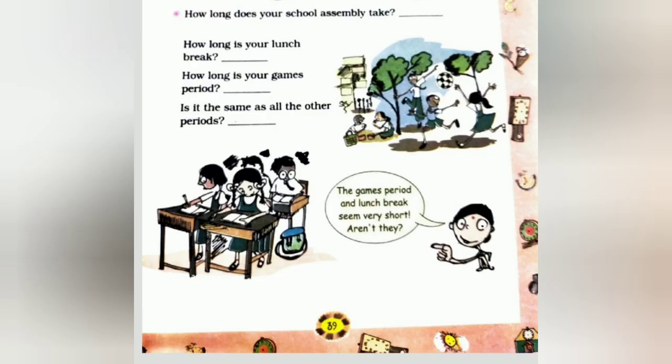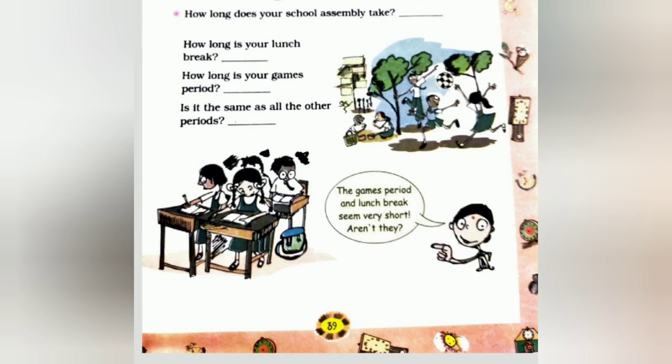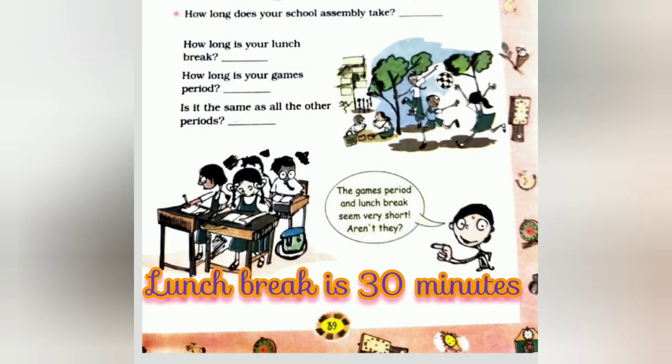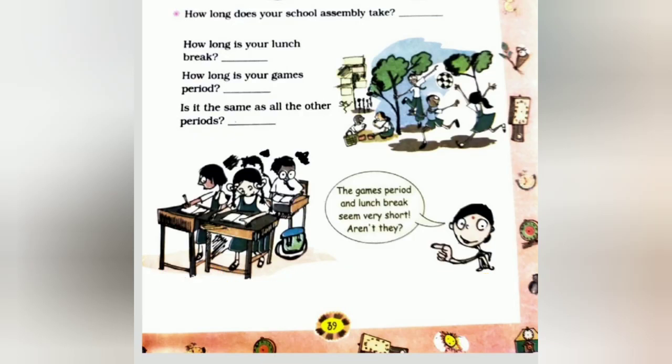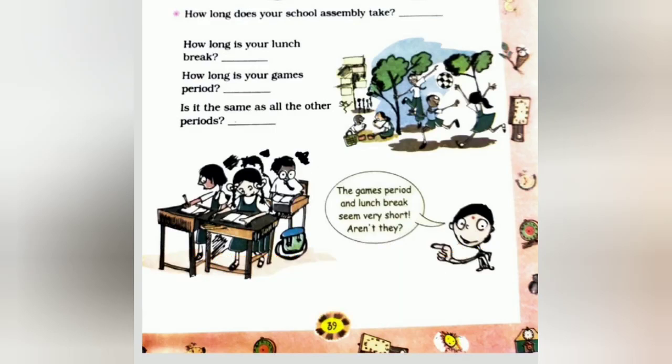How long does your school assembly take? Students, our school assembly takes 25 minutes. Now next is, how long is your lunch break? So our lunch break is for 30 minutes. Next is, how long is your games period? Our games period is for 30 minutes. Next is, is it the same as all the other periods? So yes, it is the same as all the other periods.